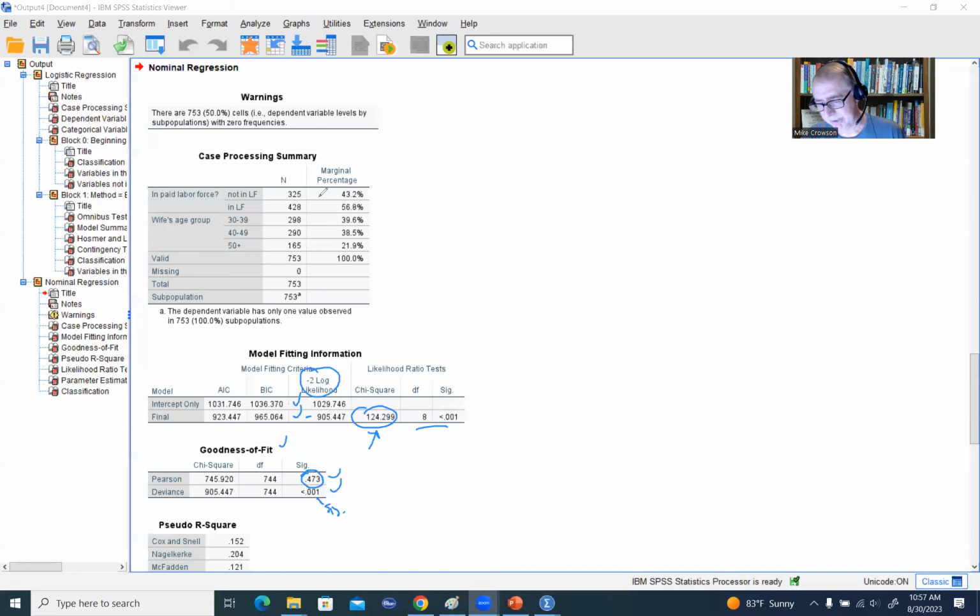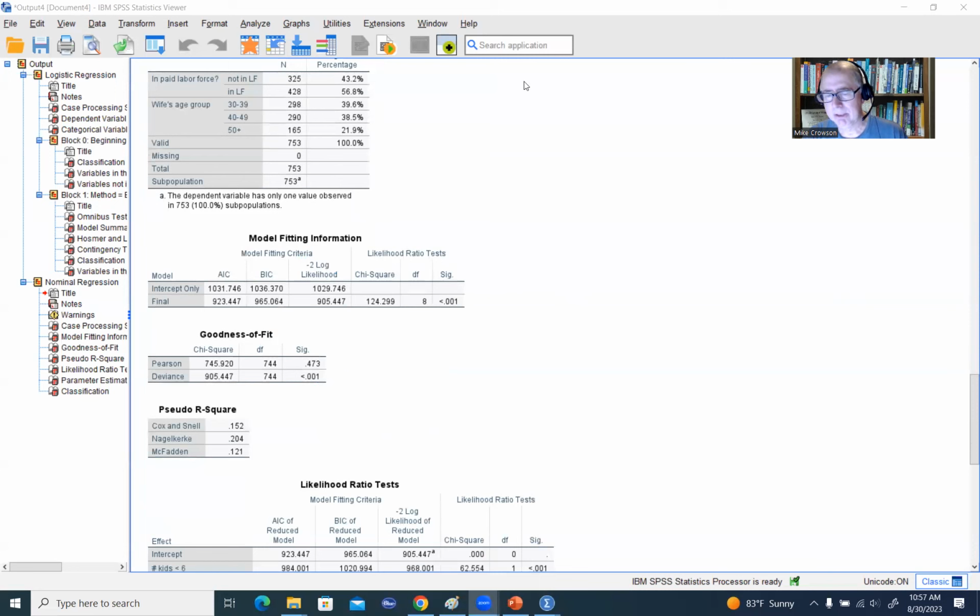But nevertheless, the likelihood ratio chi-square test is significant. The Pearson goodness of fit test is not significant. So both of those are clearly indicating a good fit of the model to the data. When we look at the pseudo R-square table down here, we have McFadden's pseudo R-square.